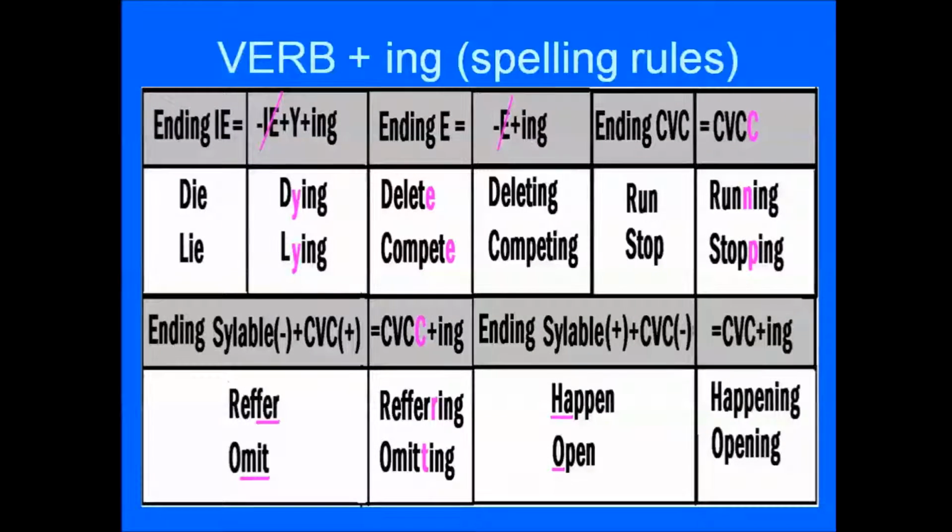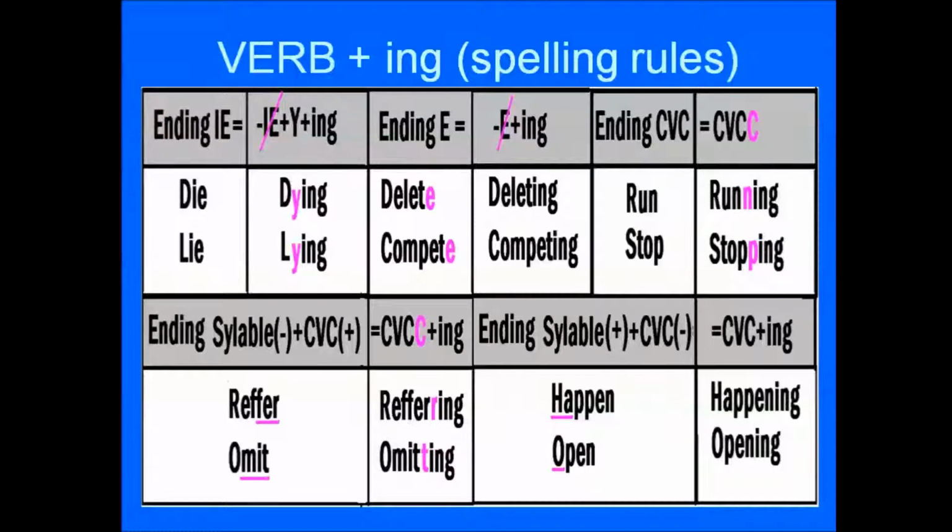For the verbs with CVC, which means consonant, vowel, and then consonant, or you can say the words that end in one vowel and one consonant, when you put ing, that verb needs a double consonant. For example, the word run becomes running, stop becomes stopping. Okay, go on.